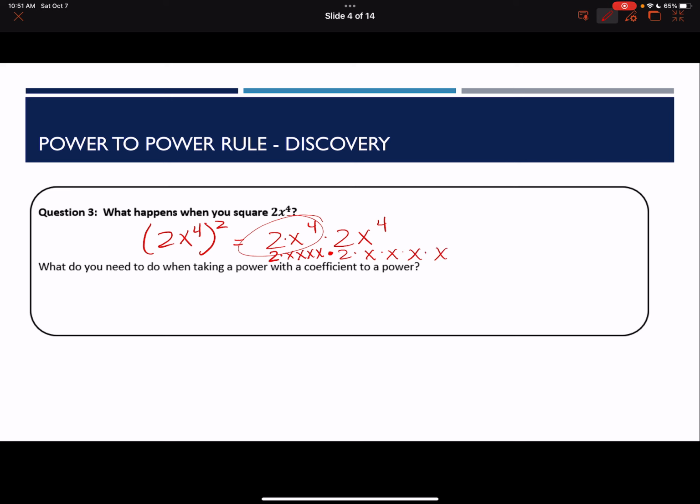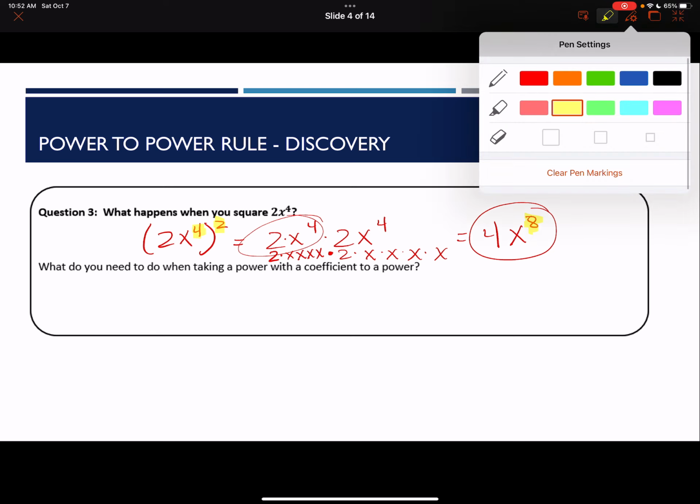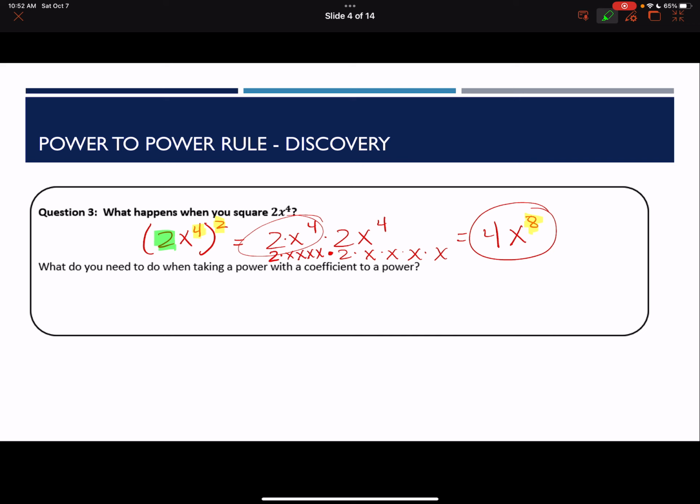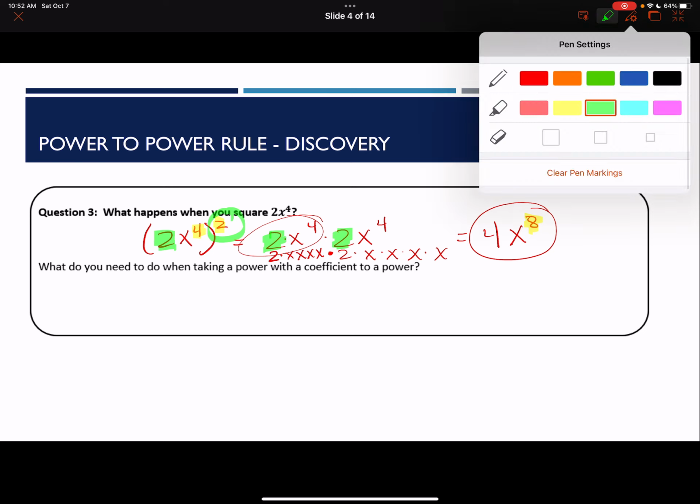So in other words, I have a whole bunch of x's and two 2's multiplied together. Well, two 2's multiplied together is 4, and I have 8 x's. So it looks like I multiply these exponents again. The 4 times 2 is 8, right? But then the coefficient, that 2 out in front, I'm really multiplying 2 times itself. Well, how many times? I'm multiplying 2 times itself 2 times because I'm raising it to the second power.